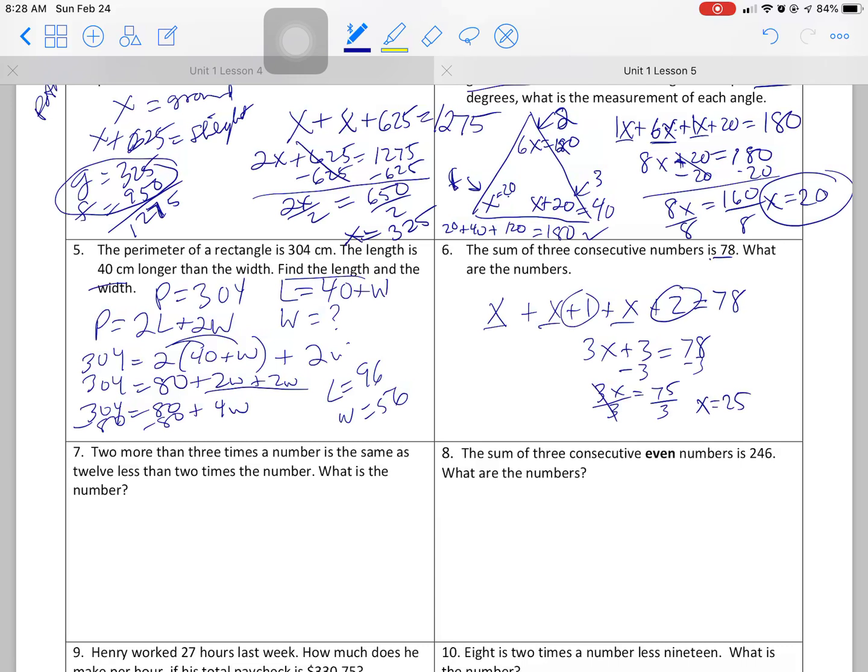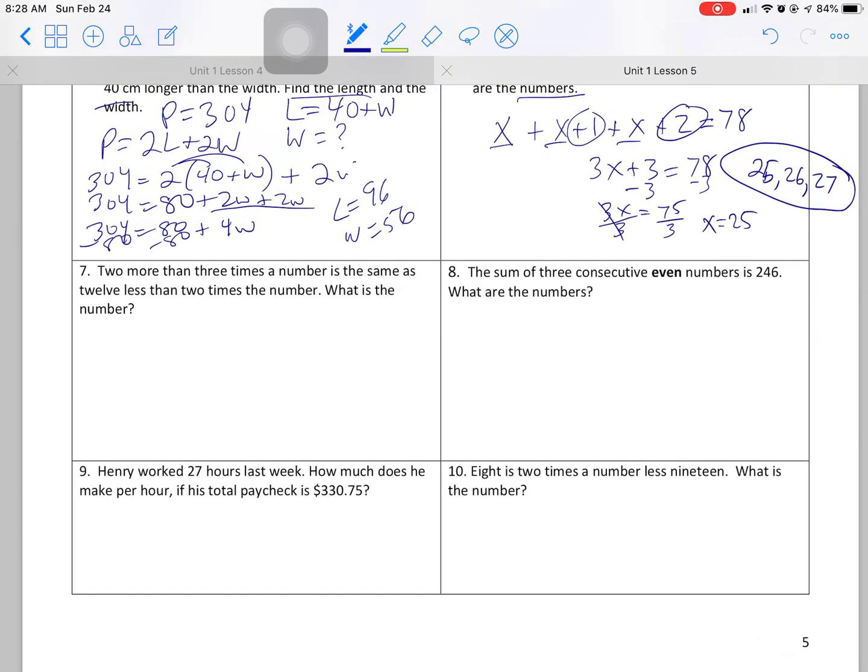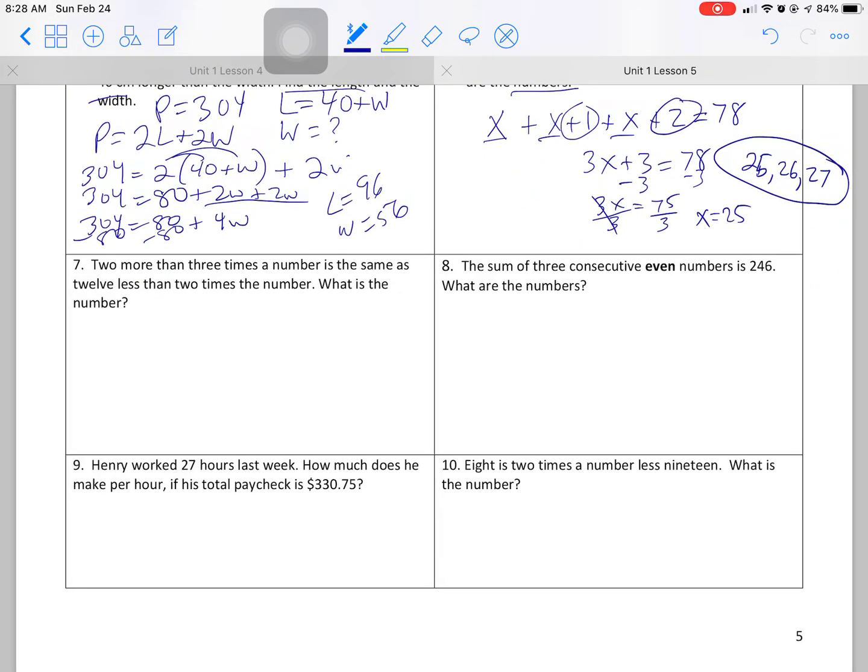Now, what are the numbers? Well, the first one's 25. Plus 1 would be 26. Plus 2 is 27. So those are the numbers. Don't just leave it at x equals. Okay. All right. 2 more.